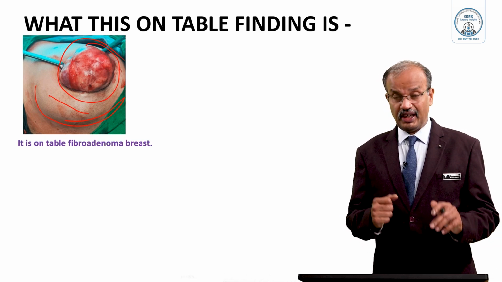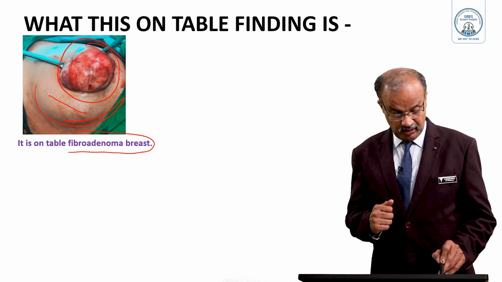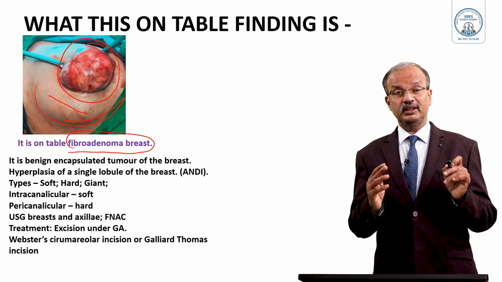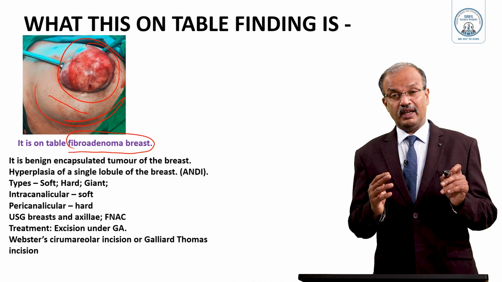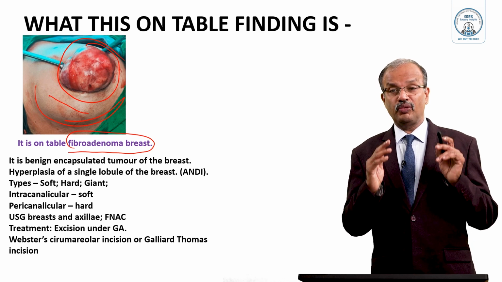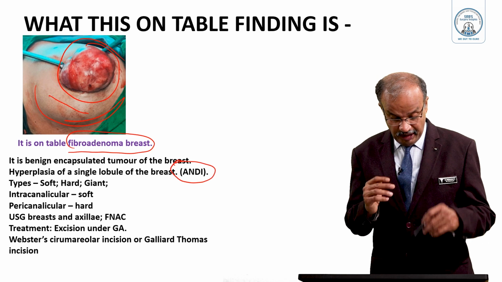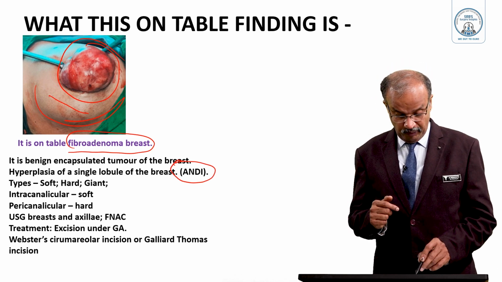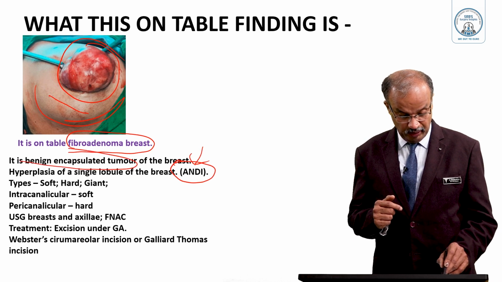So it is an on-table fibroadenoma breast. See that typical fibroadenoma, all of you know that. It is a benign encapsulated tumor of the breast. It is hyperplasia of a single lobule of the breast. Aberration in the normal development and involution. It's a part of ANDI, where there is hyperplasia of the lobule, a single unit of the lobule. It's a part of the ANDI component. Of course, it's a benign tumor, remember.